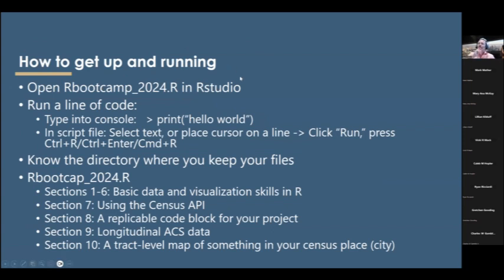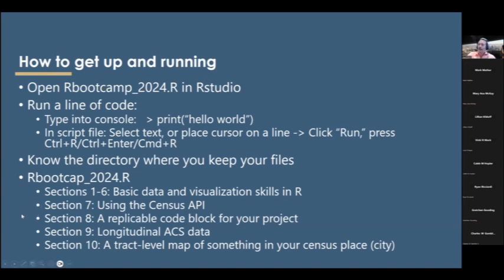I'll just go through a couple of ways to access and use code here. At the bottom bullet here is what's in this R bootcamp file. I basically have 10 modules here. Sections 1 through 6 are just basic data usage skills and visualization skills using R. I'm not going to go over those today. I'm going to skip them and start with section 7, which is how to use the Census API.